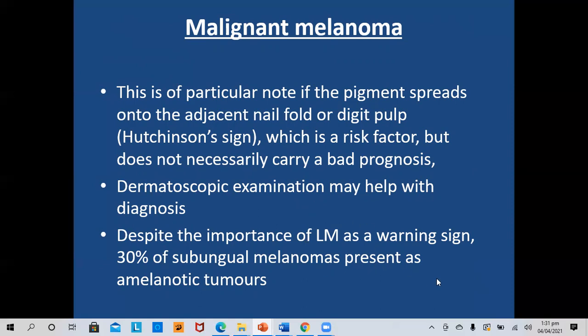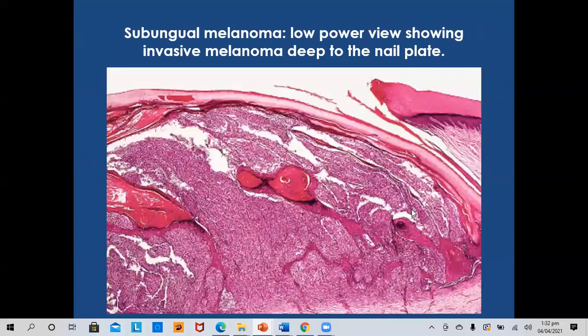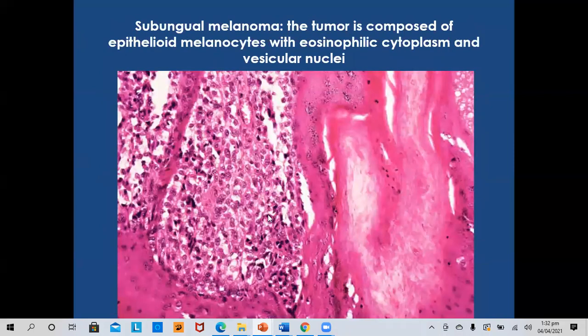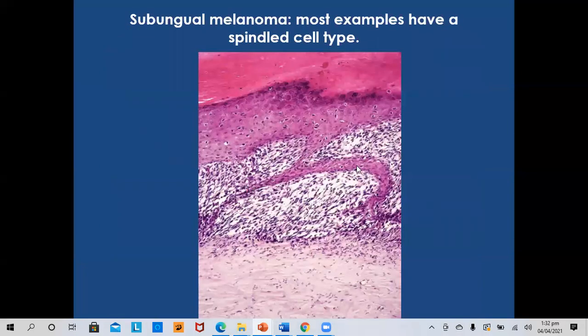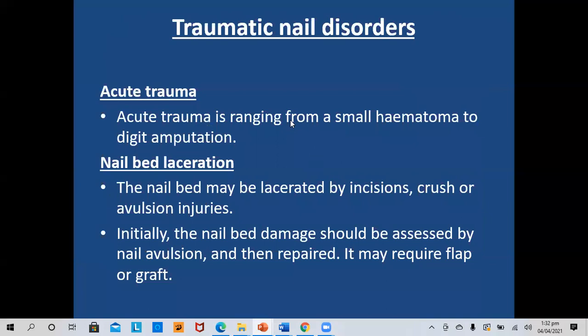Lentigo maligna is the common malignant melanoma which involves the nail and nail plate. Subungual melanoma, the spread of pigment into the nail fold. You can see this spread of pigment, and the nail is grossly destructive, the pigmentation is variable, and there is nodule formation, destruction of the nail plate, and oozing blood. All the destructive and abnormal findings are there, so it cannot be diagnosed as a benign lesion. Histology will show the typical atypical melanocytes in the nail bed. Mostly in lentigo maligna melanoma, the melanocytes are spindle in shape with hyperchromatic vesicular nuclei.